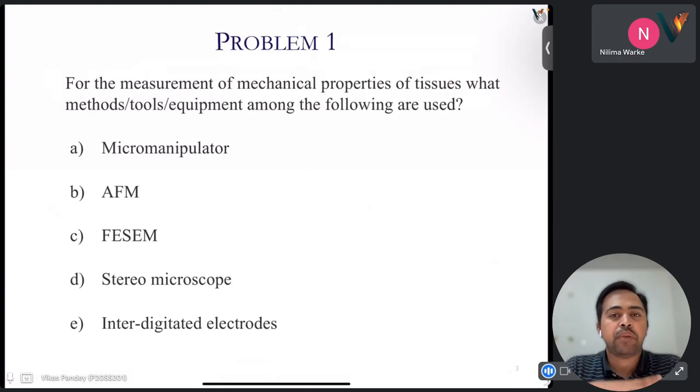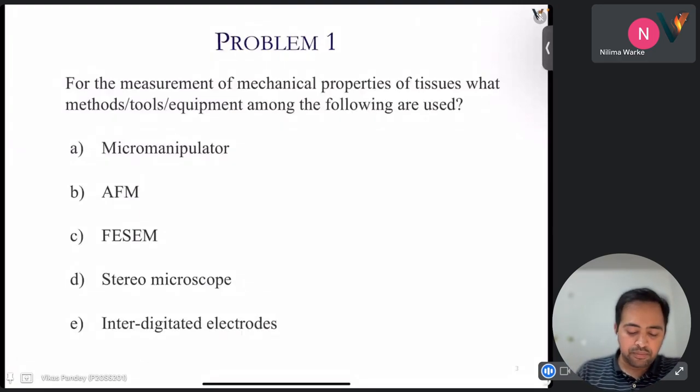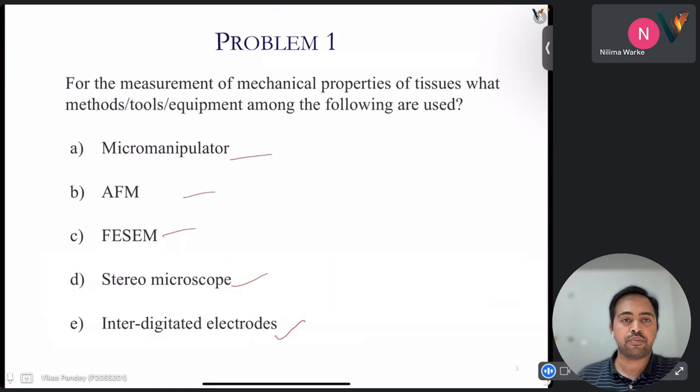For the measurement of mechanical properties of tissue, what method, tool, or equipment among the following are used? Micromanipulator, AFM, FSM, stereo microscope, or interdigitated electrodes? Remember, it is talking about mechanical properties of tissues.